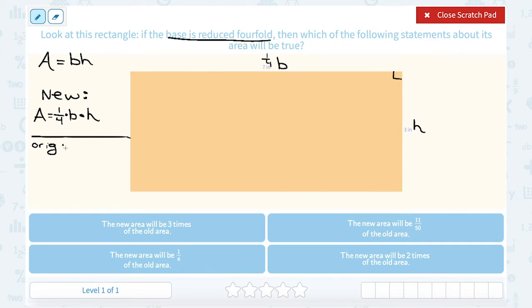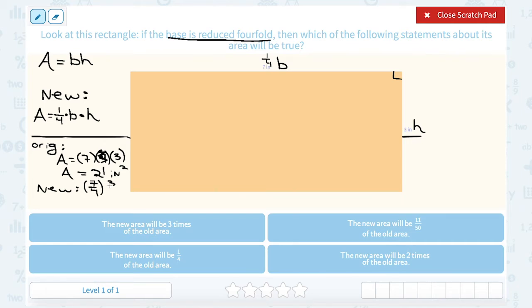If you look at the original rectangle, if I say area is base times height, that would be 7 times 4. Oh, I'm sorry, not 4. This is a 3 over here. 7 times 3, or 21. So our original area was 21 inches squared. The new area, after we reduce that base fourfold, well, if we take 1/4 times 7, that would be 7 over 4.